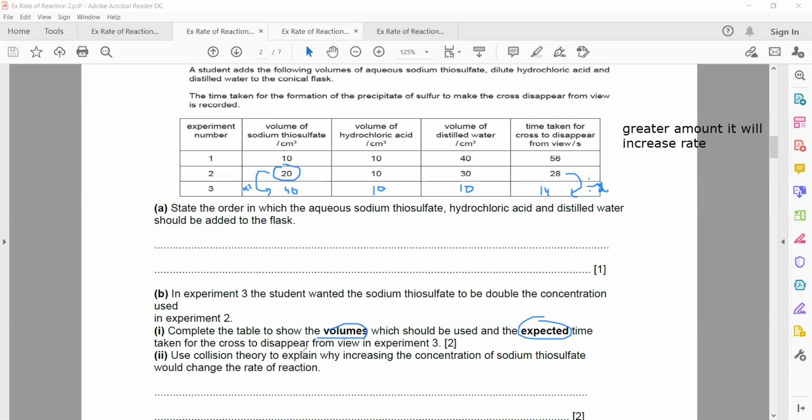So it will take a short time to disappear. And use the collision theory. Is it clear? You can also solve from the first value. You will get the same answer. How can you use the first value?